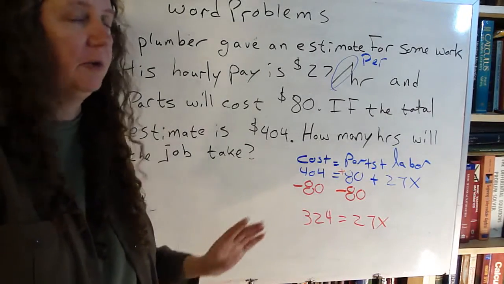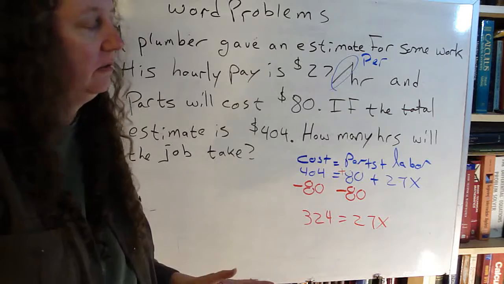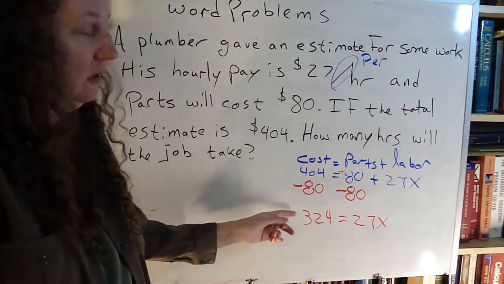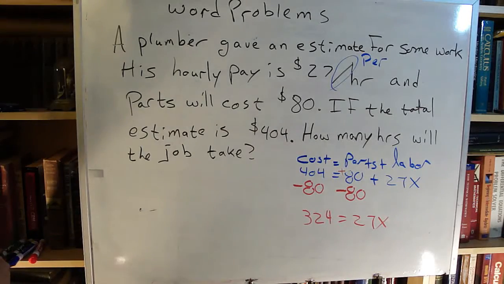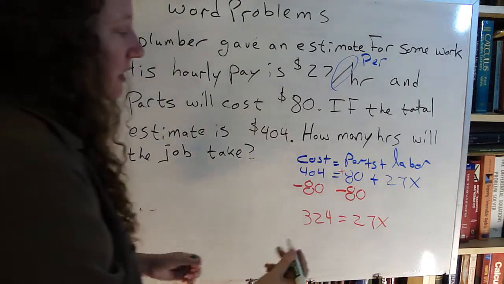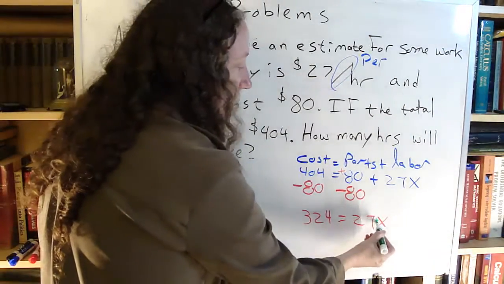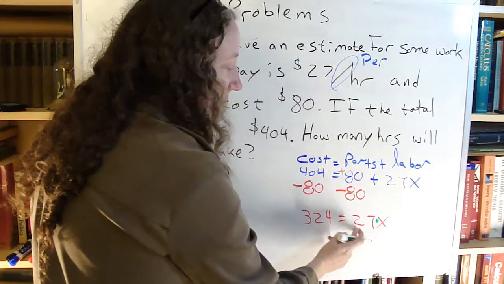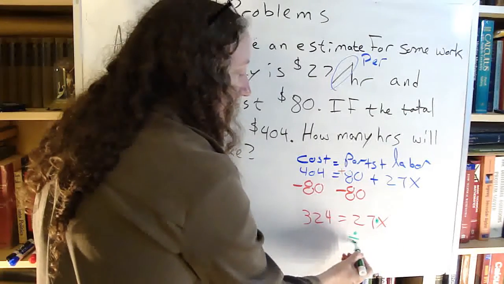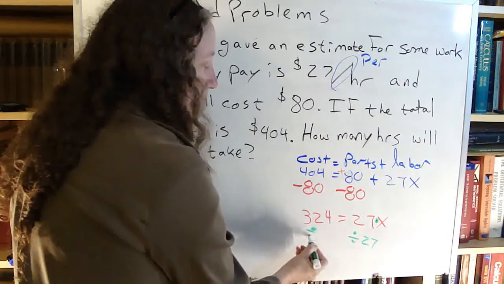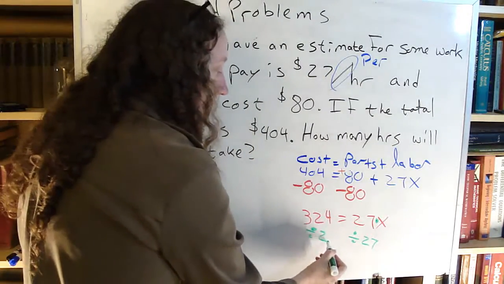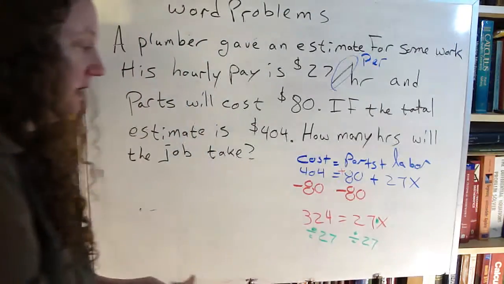Is x 100% completely alone yet? No. My problem's not done. I have to keep working. This is being multiplied here. I have to get rid of the 27 by using division. What I do on one side of the equal sign, I do the same thing on the other side.